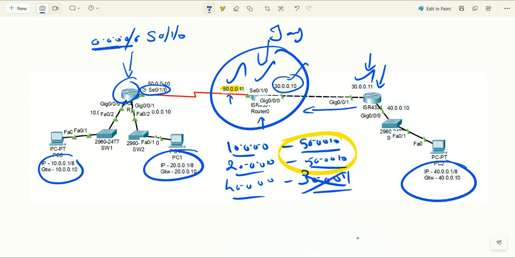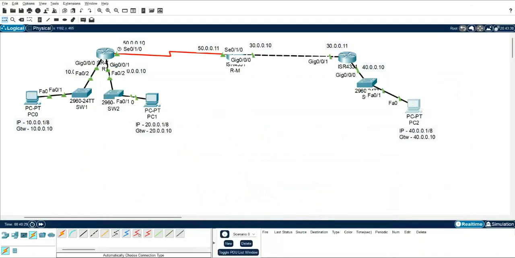So what will I write instead of 30.00.11? Answer. What will I write instead of 30.00.11? Gigabit? Gigabit? 000. Don't write this name. You will not know even the name of the next router's interface. You understood? Now I'm going to do it.